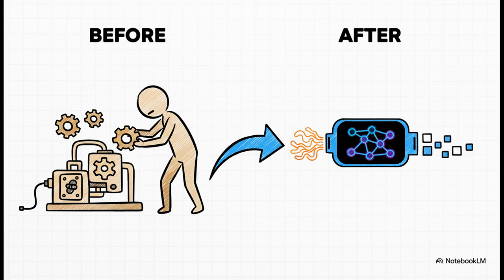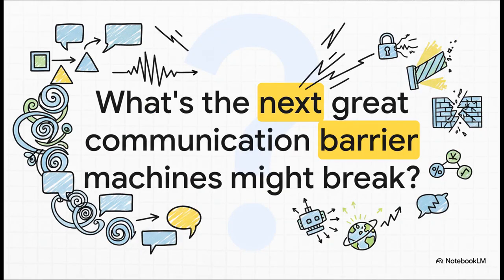And that shift is what unlocked the mind-blowing abilities we're seeing today in the big models that are all over the news. So that leaves us with a pretty big question. If machines have gone from needing us to tell them every single rule to now being able to learn the incredibly complex patterns of language all by themselves, what's the next great communication barrier you think they're going to break?